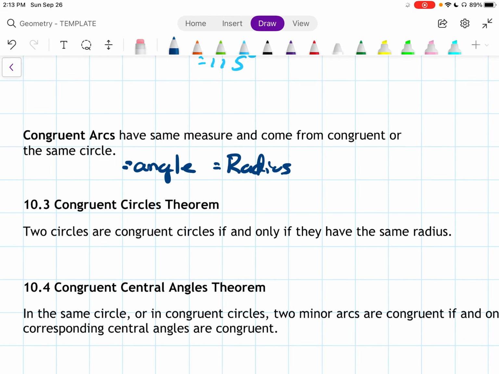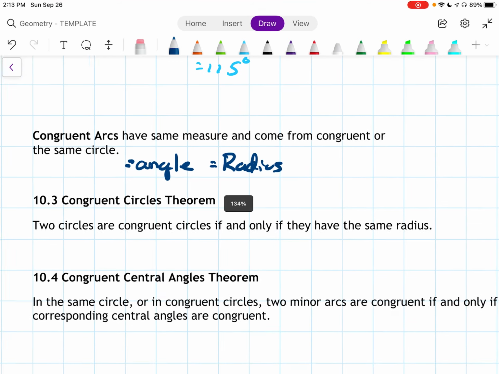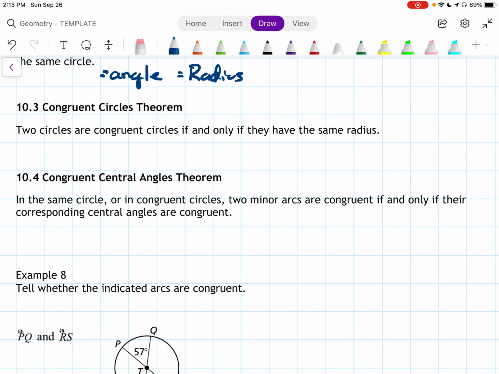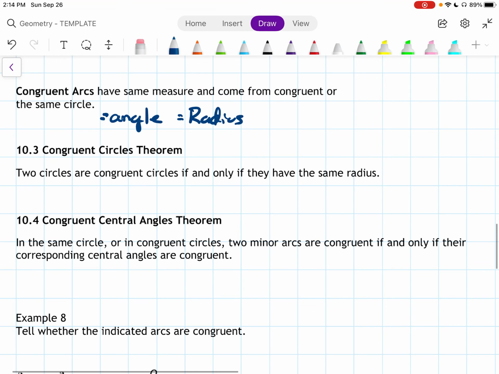10.3, the congruent circles theorem. Two circles are congruent if and only if they have the same radius. Right? That should kind of make sense. 10.4, the congruent central angles theorem. In the same circle or in congruent circles, two minor arcs are congruent if and only if their corresponding central angles are congruent. Right? And that goes back to what we were saying up there.